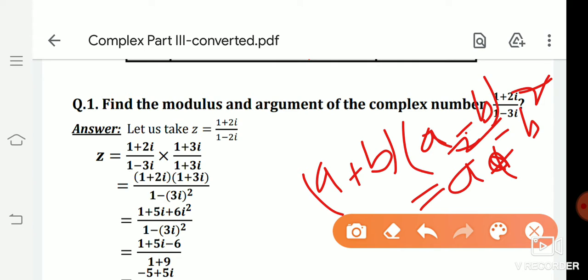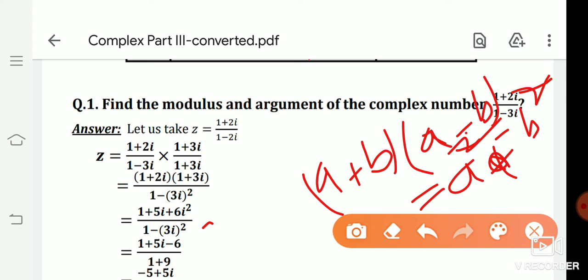Okay, that's why I am taking, consider 1 as a and 3i as b. That's why 1 minus 3i whole square. And keeping the numerator as it is. In the third step, we expand the numerator.